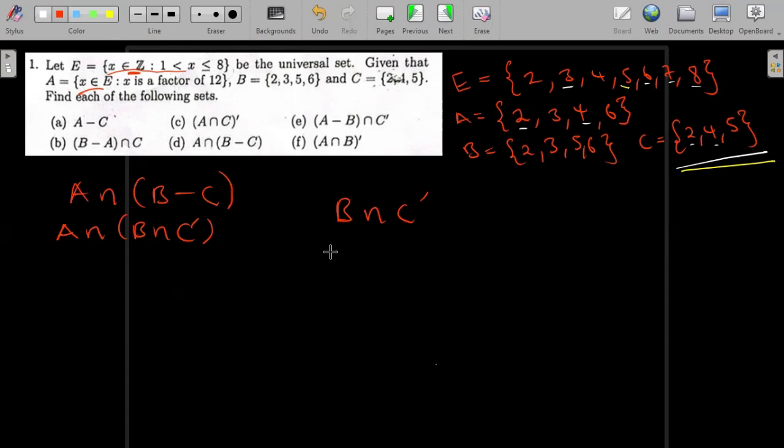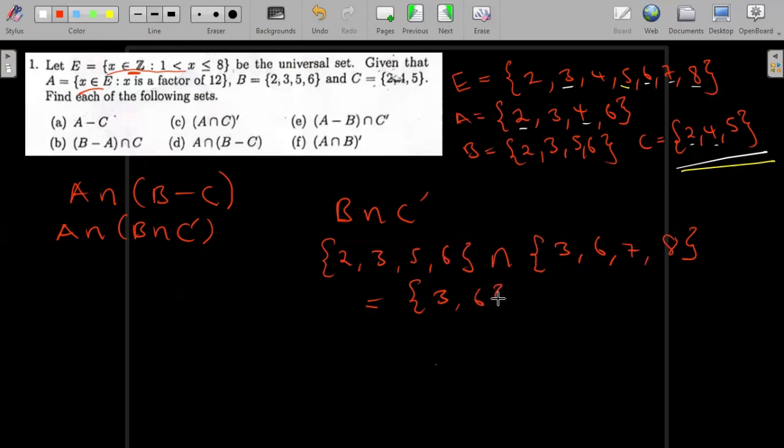I have my B in the question, so I can list B as 2, 3, 5, and 6, intersect C complement, so elements that are not in C but sit in the universal set. That is 3, 6, 7, and 8. So that is my C complement. Then I check the intersection between these two. What elements are common in both sets? 3 is common, and 6 is common in both the sets. So I found this part, which is 3, 6.